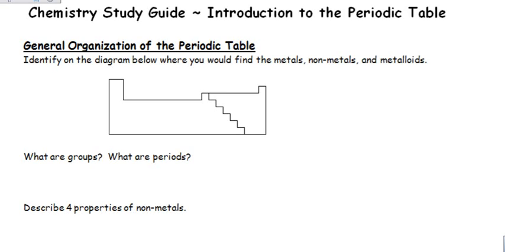In Chapter 4, we're going to look at organization and trends of the elements on the periodic table. Two general vocab words that we should be familiar with are the difference between groups and periods. The groups are the vertical columns on the periodic table. The periods are the horizontal rows.